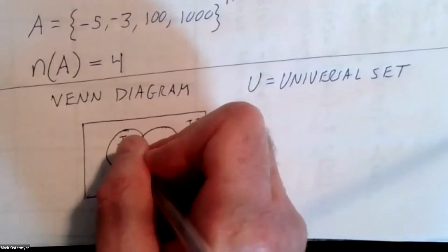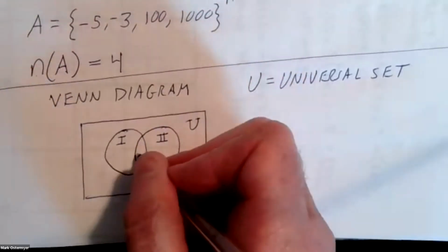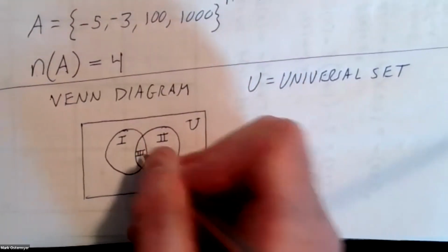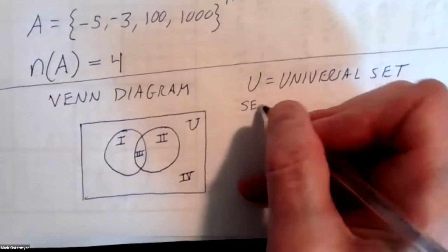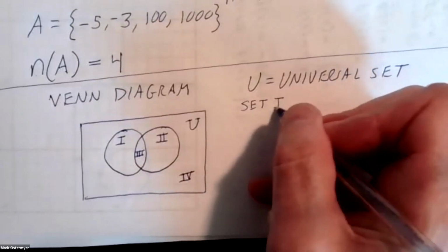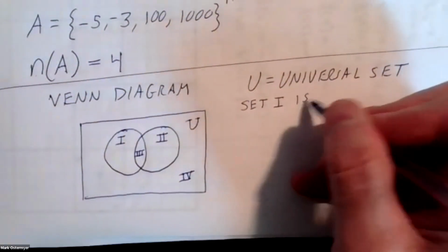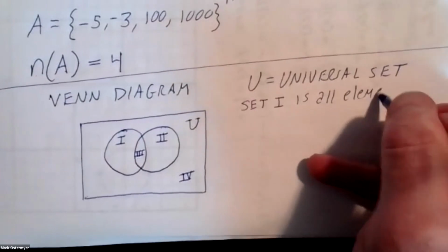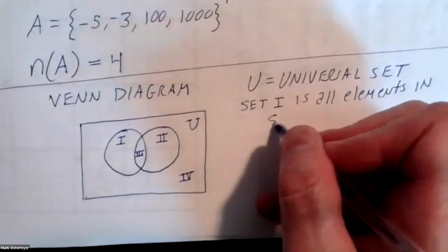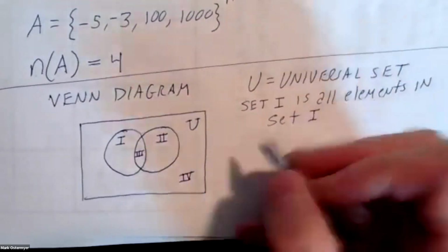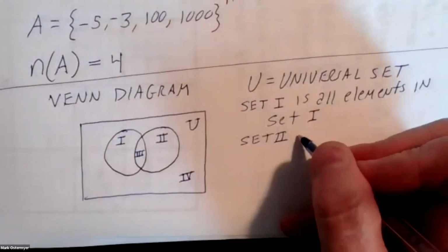What if I call this set 1 right here, and I call this set 2? And this is set 3 right in here. And this is set 4 out here. Now, what does set 1 represent here? Set 1 is all elements in set 1. Set 2 represents all the elements in set 2.